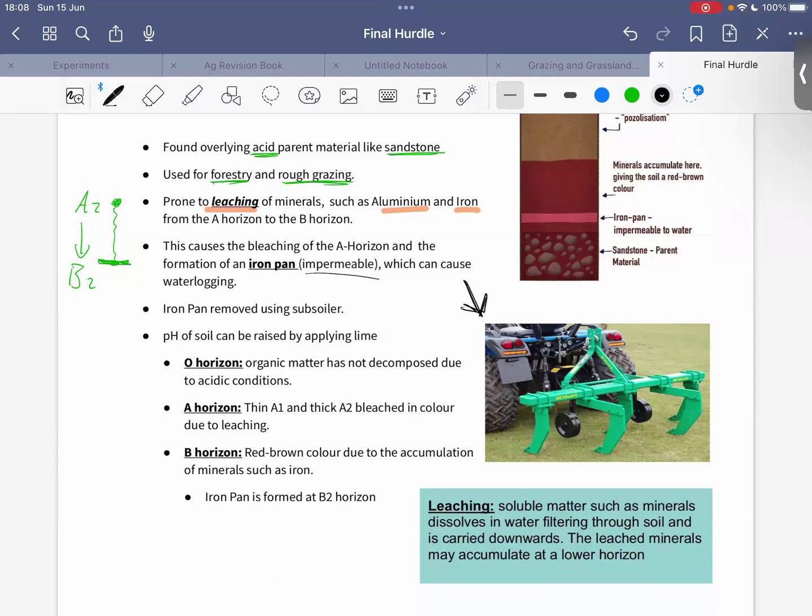That's why waterlogging occurs. How do we increase the pH? Because of our acidic parent material, we raise it by spreading lime. We'll be looking at advantages of spreading lime in a couple of minutes.